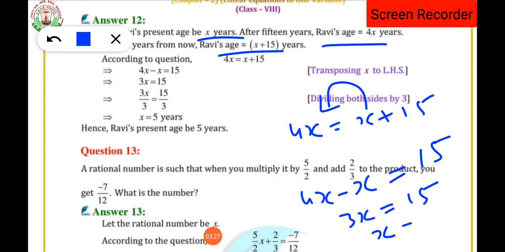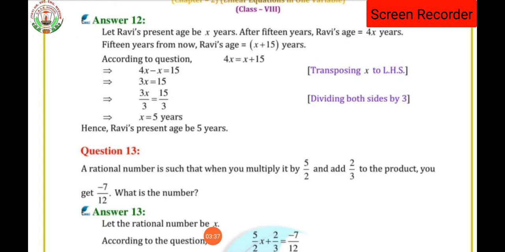Now x is equal to 15 divided by 3, as we know that 3 fives are 15. So what is Ravi's present age? Therefore Ravi's present age is 5 years. Have you understood the question? Now in the same way we are going to see the 13th question.